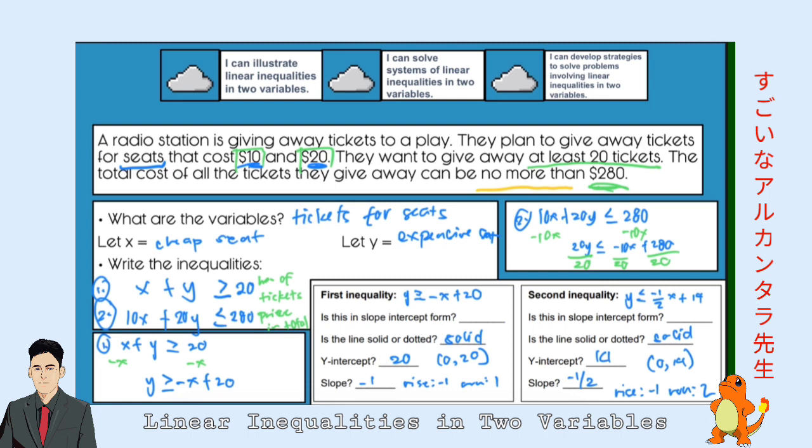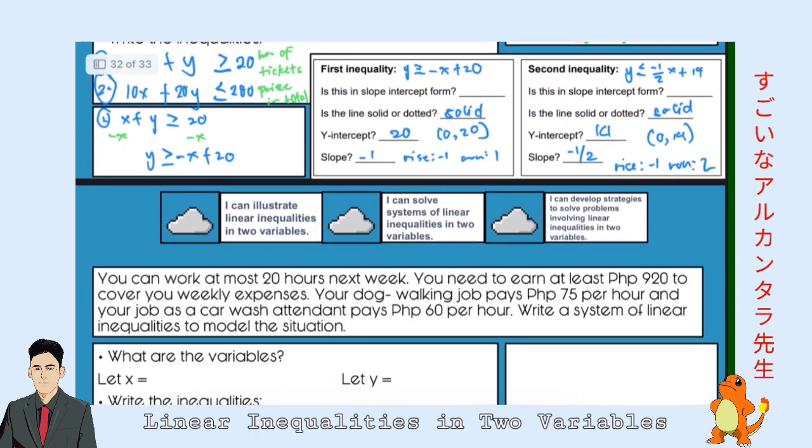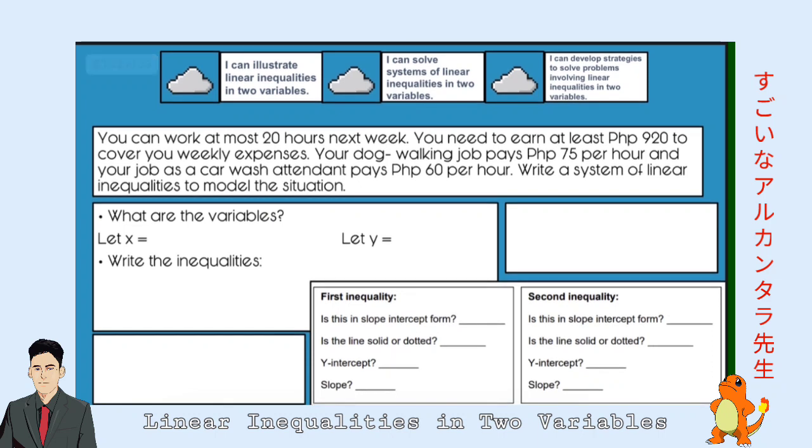Okay, so let's have one more example. So we have here our inequality. You can work at most 20 hours next week, and you need to earn at least 920 pesos to cover your weekly expenses. Your dog walking job pays 75 pesos per hour, and your job as a car wash attendant pays 60 pesos per hour. Write a system of inequalities to model the situation. So we're talking about jobs here, or your work.